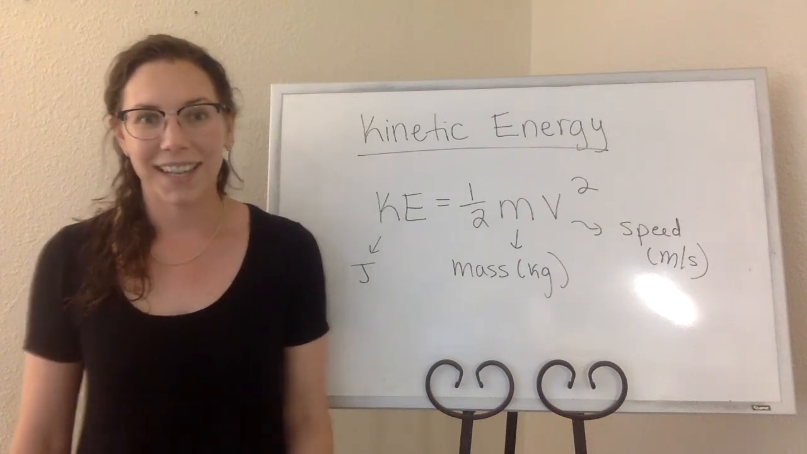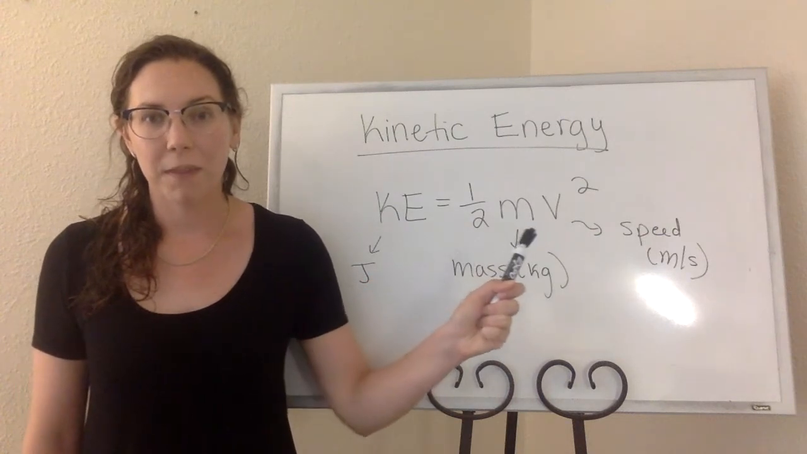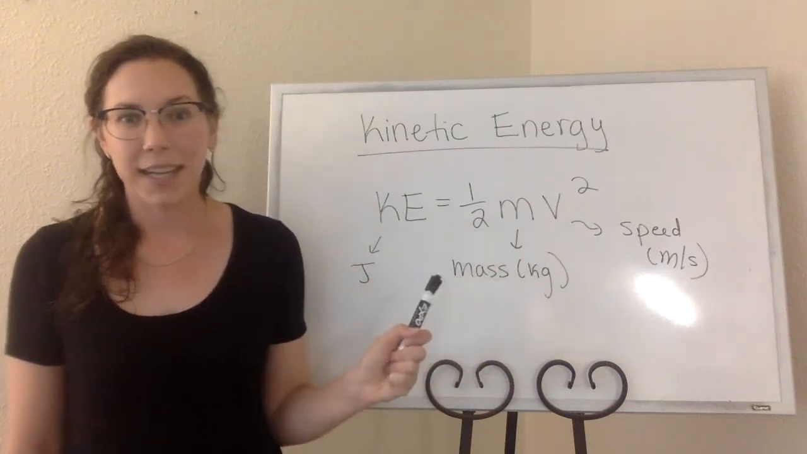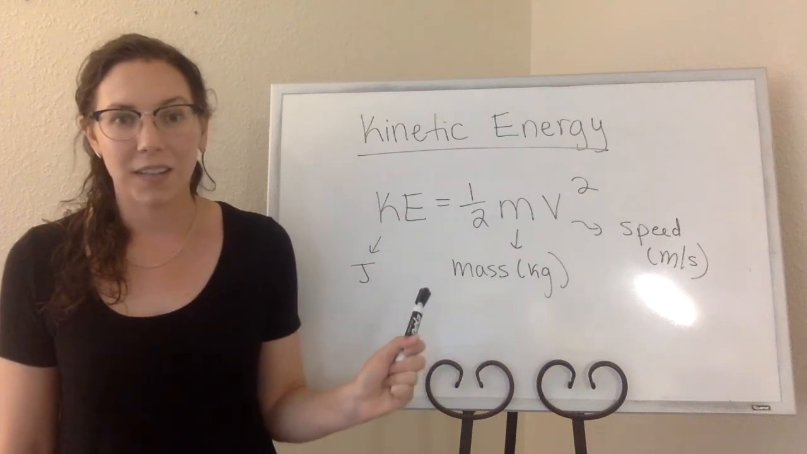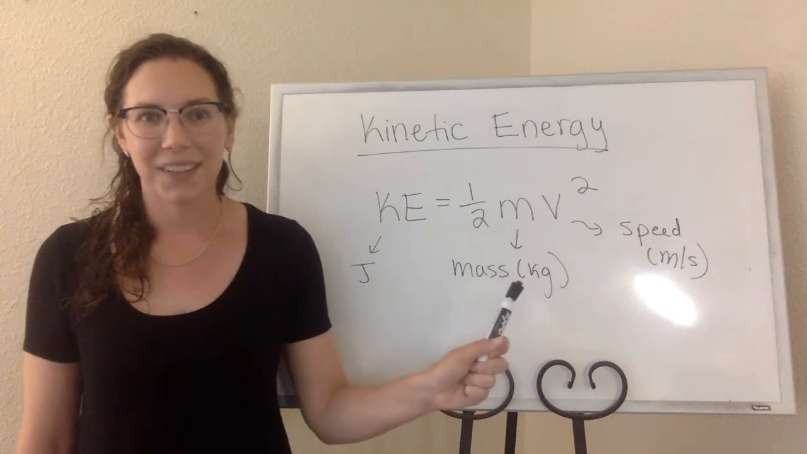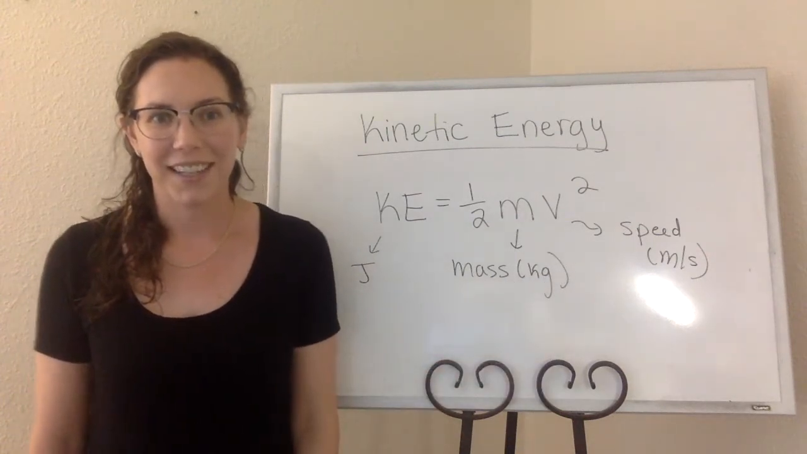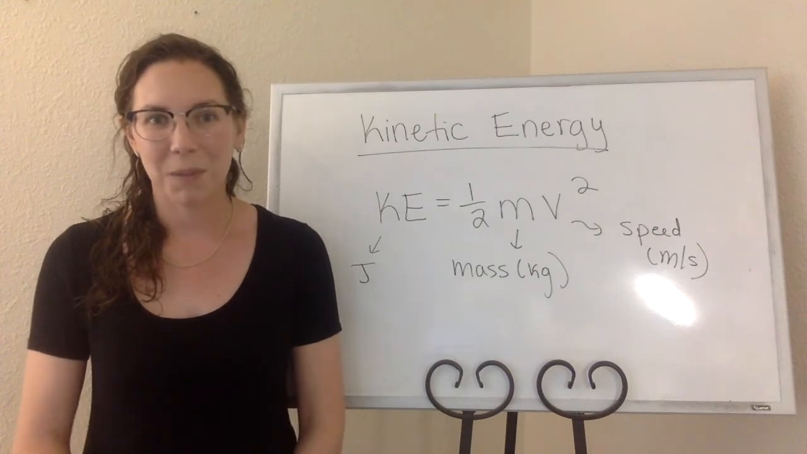The symbol for kinetic energy is Ke, and it's equal to 1/2 mv squared. So kinetic energy is a scalar quantity like all types of energy, and it's measured in joules. Then we have the mass in kilograms, and v is the speed in meters per second. So let's do some simple examples with kinetic energy.